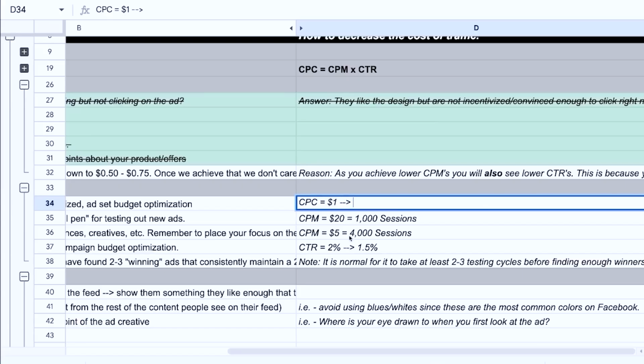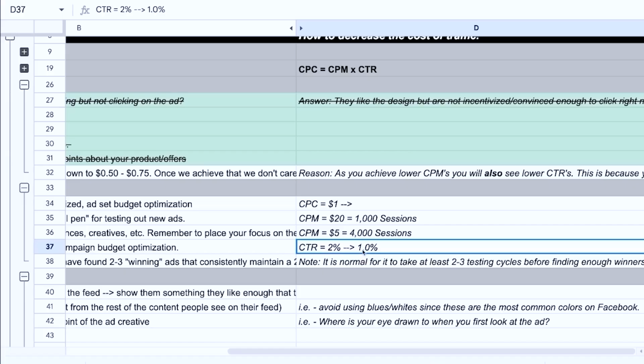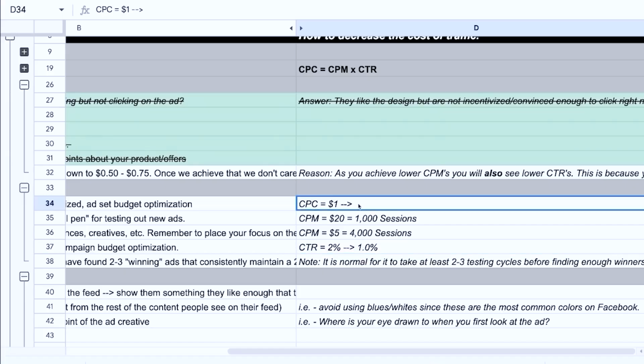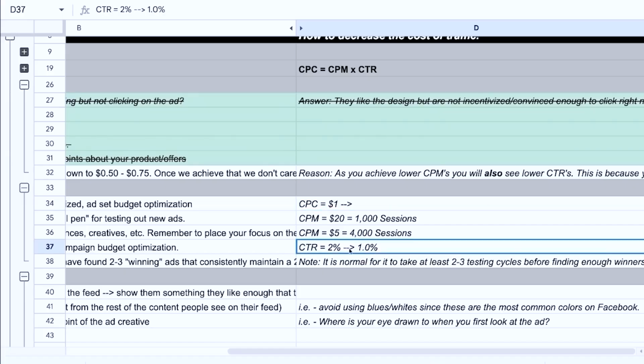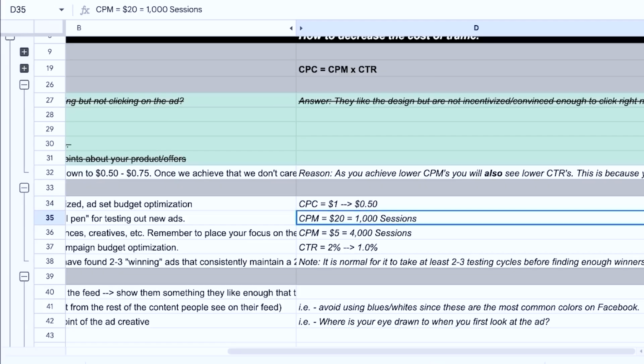Then after our CPM gets dropped by a factor of 4, if our CTR stayed the same, we'd be looking at 25-cent cost per clicks. This is some math right here. The CPM dropped by a factor of 4, but the CTR dropped by a factor of 2. So rather than 25-cent cost per clicks, since the CTR dropped by a factor of 2, it's 50-cent cost per clicks.